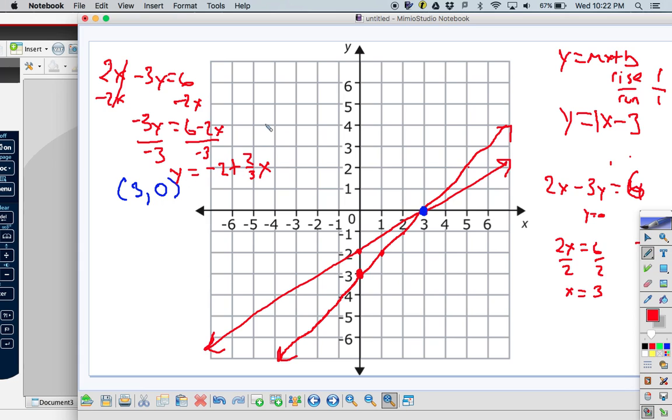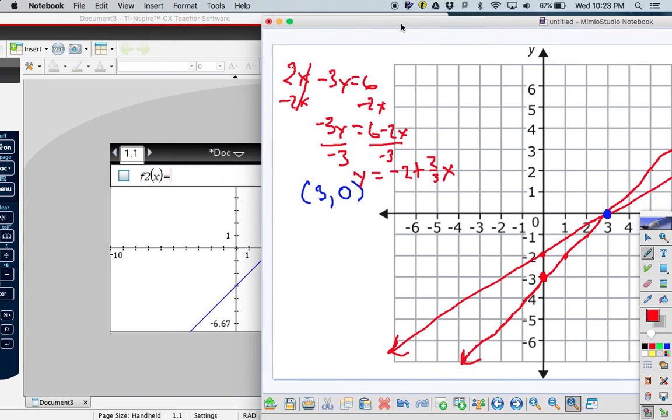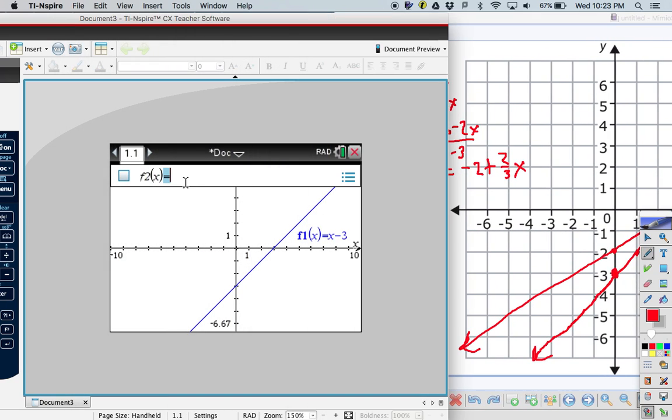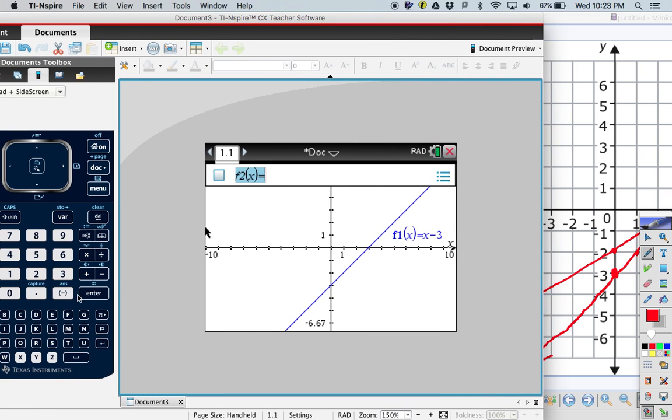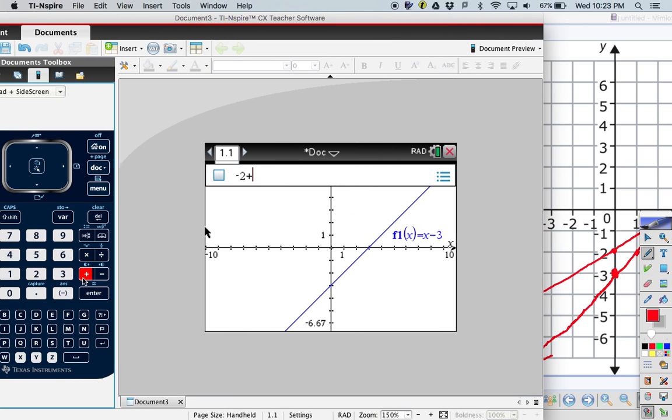So it's now in y equals form, so I can type in y equals 2/3 x minus 2, or negative 2 plus 2/3 x. Those mean the same thing. So let's type it in. I've got negative 2 plus 2/3, that's 2 divided by 3, x. So negative 2 plus 2/3 x, and let's hit enter.